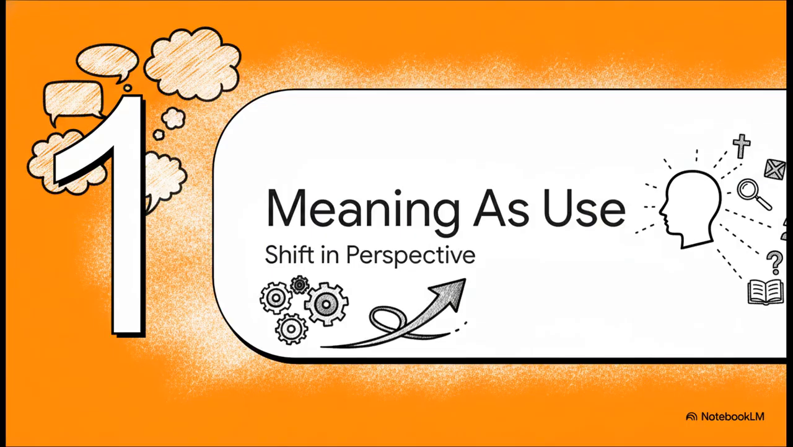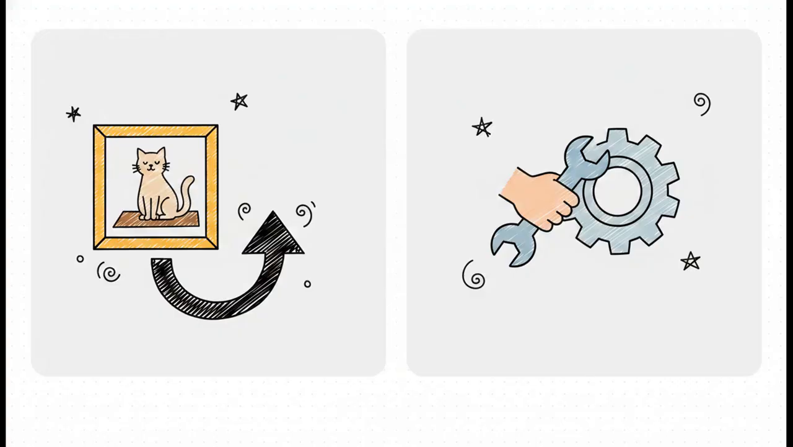Okay, starting with part 1, meaning as use, and the big shift in perspective. Wittgenstein actually made this massive U-turn in his philosophical career. Early on, he was a huge influence on the logical positivists. He championed what's known as the picture theory, which basically said language absolutely has to represent observable facts in the real world, like the cat is on the mat. If a sentence couldn't be verified by what we physically see, he thought it was completely meaningless.